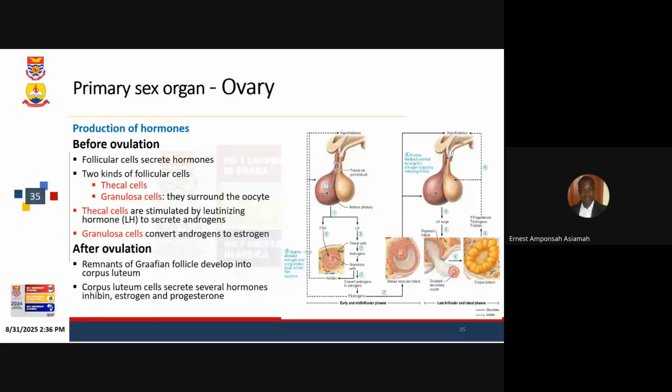So progesterone. Yes, estrogen and progesterone are synthesized. Estrogen, in particular, is synthesized from testosterone.